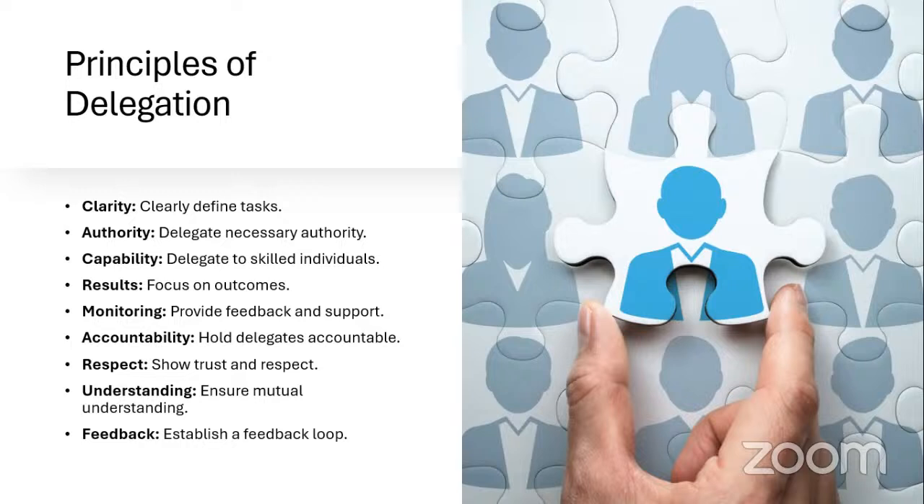And monitoring: provide feedback and support. You, as the one having the actual power to delegate, make sure you provide support and feedback to the person you've delegated to. Then show trust and respect. Understanding: ensure mutual understanding between the person delegating and the delegate. Then have feedback, establish a feedback loop.